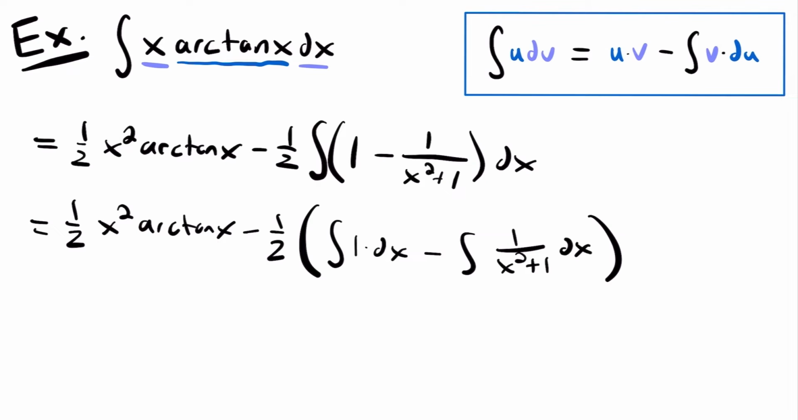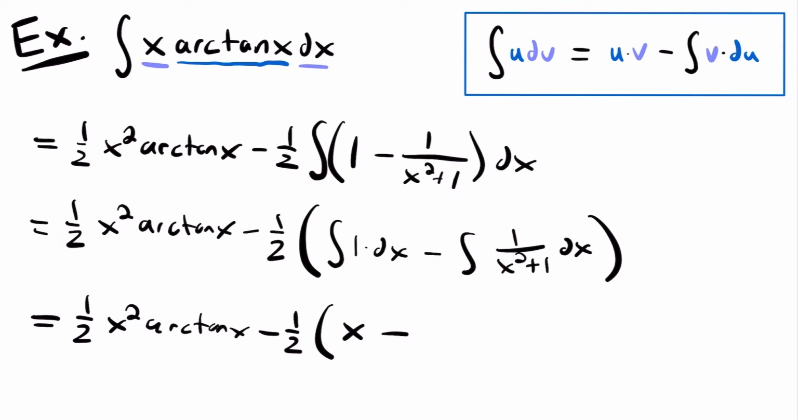And the reason I did that is it's going to make integrating a little bit easier because we know the integral of 1 is just x, and the integral of 1 divided by x squared plus 1 is the inverse tangent function, right? The integral of 1 divided by x squared plus 1 is arctangent, just like the derivative of arctangent is 1 divided by x squared plus 1. And so what we'll have here is that this is equal to 1/2 times x squared times arctangent of x minus 1/2 times the integral of 1, which I said is x, minus the integral of 1 divided by x squared plus 1, which is arctangent of x. And so we'll close that, and then don't forget to add plus c.